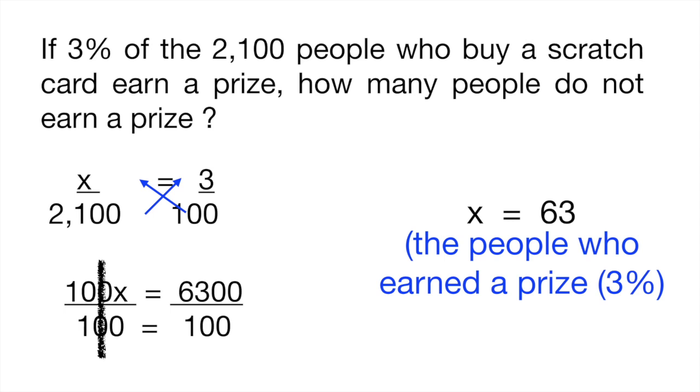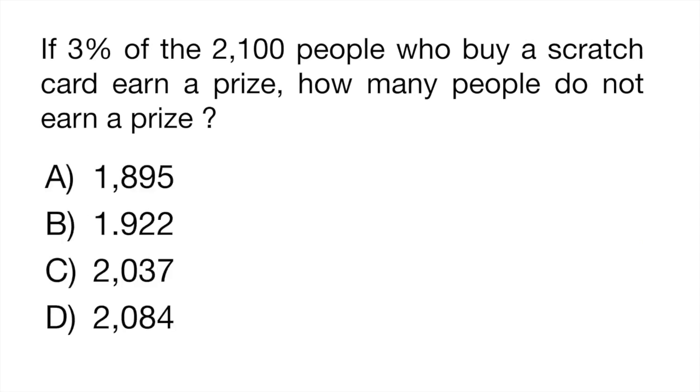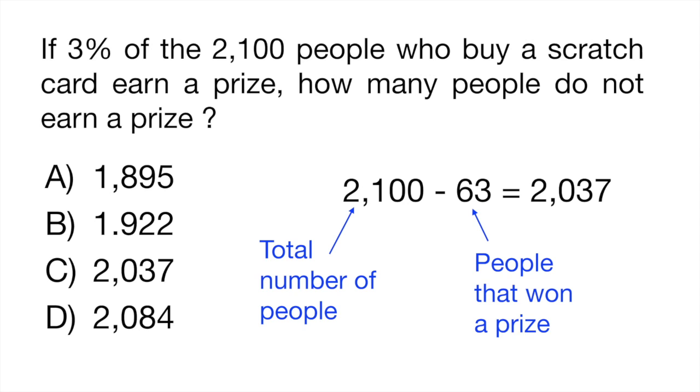However, look at the question. It says how many people do not earn a prize. So what you would do now is take the total number of people, 2,100, minus what you just found out, the number of people who earn a prize, and that gives you the total number of people who do not earn a prize, which is 2,037, letter C.